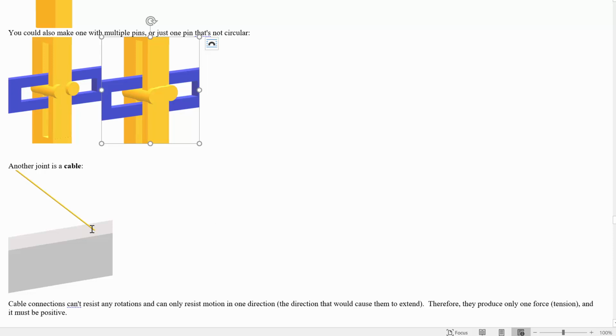Finally, the most freeing joint is the cable connection. So this one will allow rotations about any axis. So you could rotate back and around that way, this whole thing like that, and up and down like this one as well. And it also allows translation. So translations like that, or translation like that, but doesn't allow translation only in the direction that would extend the cable. So in other words, it only is able to resist motion by providing a force in exactly one direction, the tension force.